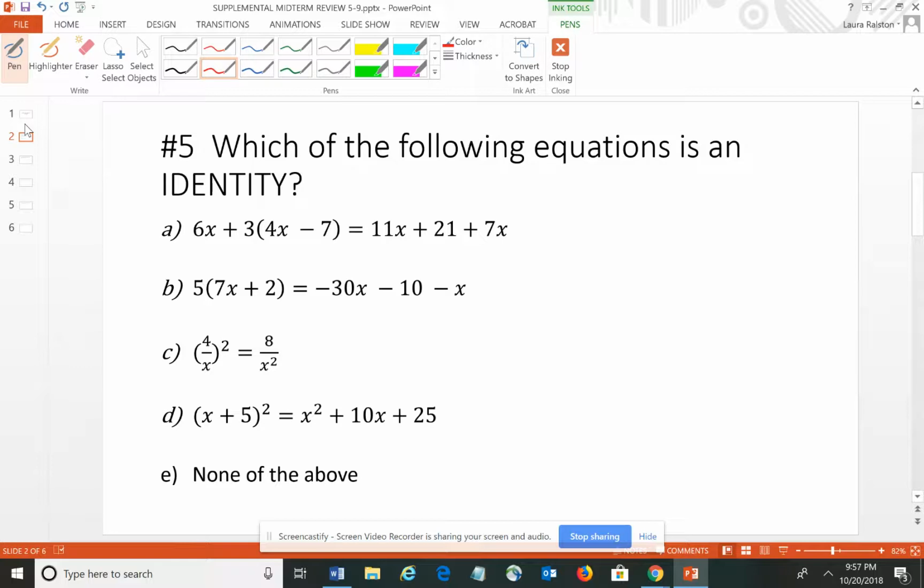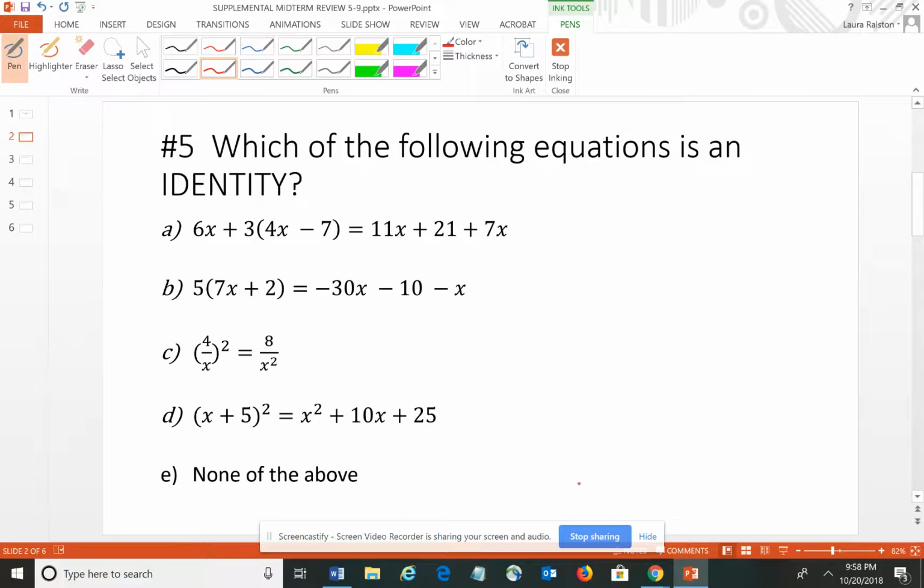is an identity? So if you don't remember, an equation that is an identity is basically one that is equal to itself, or in a sense, it identifies itself as if you're looking in a mirror. And so honestly, to make that decision, unless you can just glance through the list here and figure it out, you basically have to simplify each one of the equations that are given.